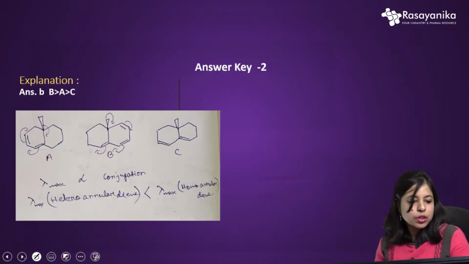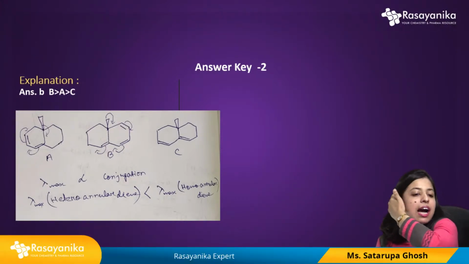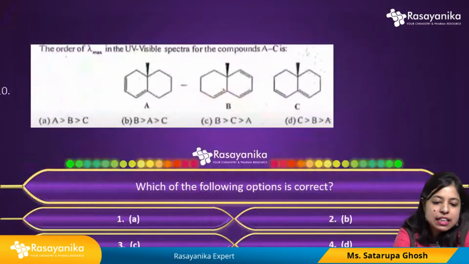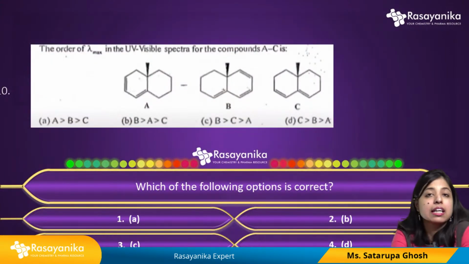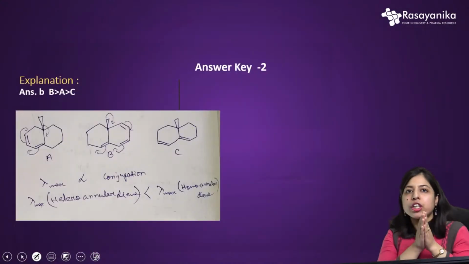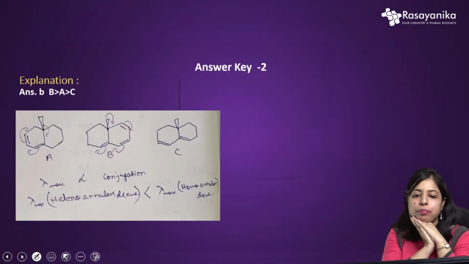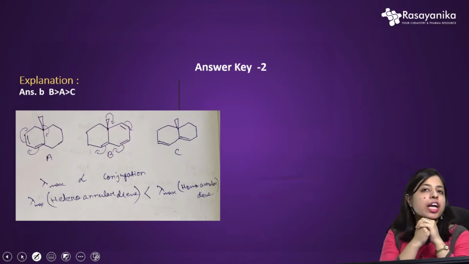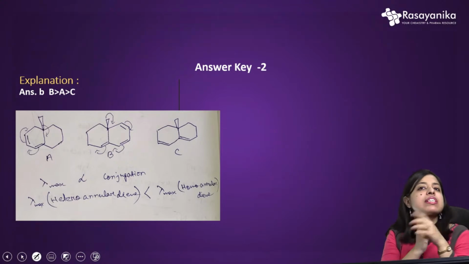Yes, Muhammad, you are absolutely right. The correct option will be option 2, that is B greater than A greater than C. Yes, definitely it is the correct option. So to answer these kinds of questions, you need to remember one thing. The important concept is that with increasing conjugation, the lambda max always increases.